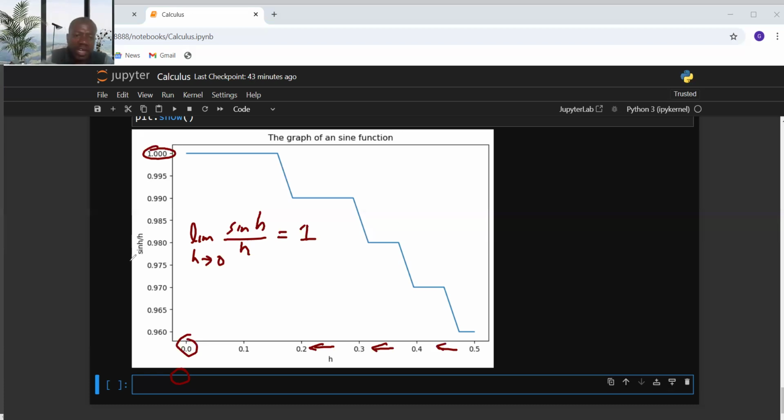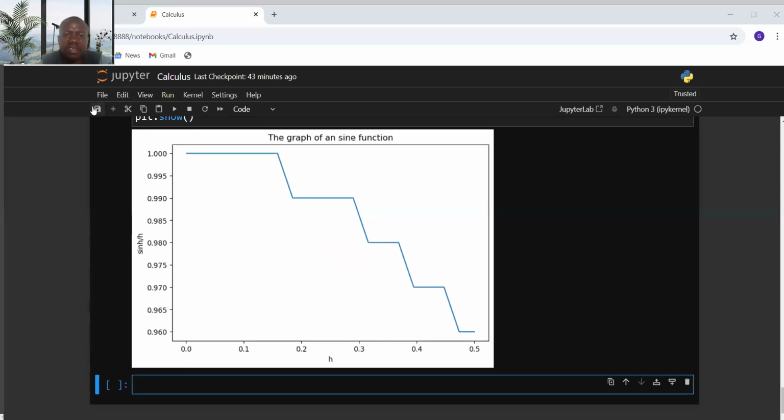So now you can easily see that the limit, when h approaches 0, of sine h over h gives us 1. These are the things that we need to know because we'll be using them to prove the derivatives of trigonometric functions. So we've seen this practically. Then now we can move on and do the proving, ladies and gentlemen.